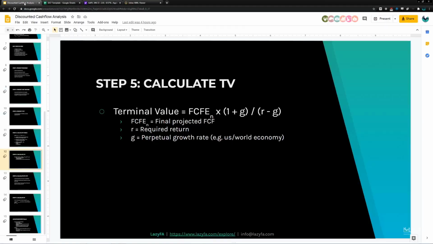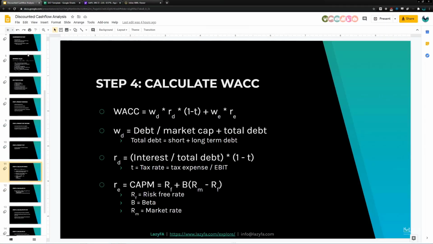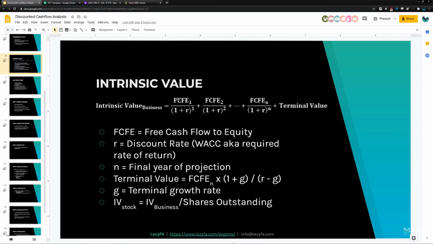So now that we have all of the components we need in order to calculate the intrinsic value of the business, the rest of this is easy. So we have free cash flow 1, 2, 3, 4, and 5. We have our required rate of return. We now have the terminal value. And that's it. That's all we need in order to calculate the intrinsic value of the business.